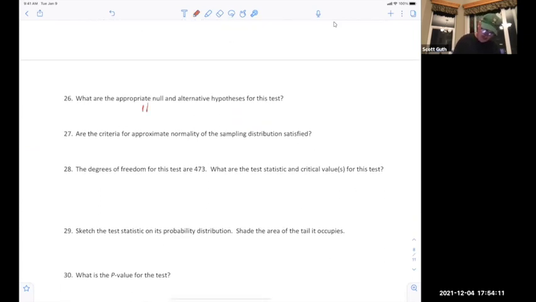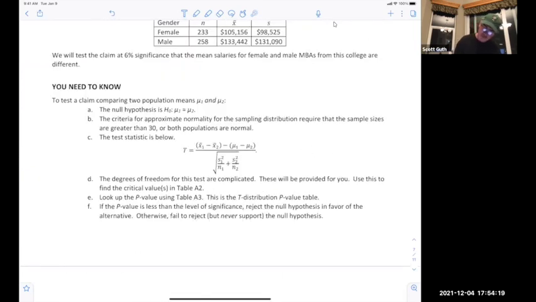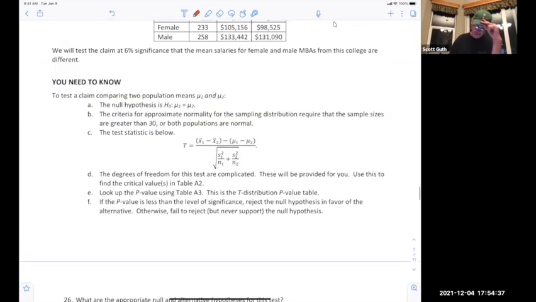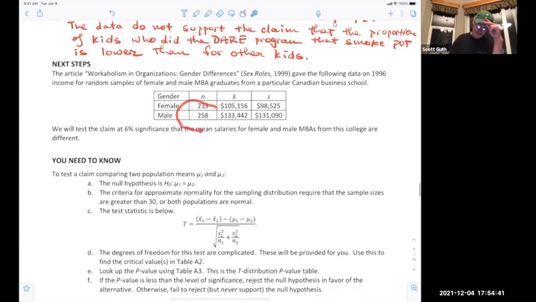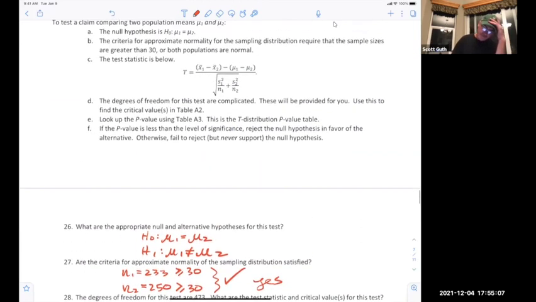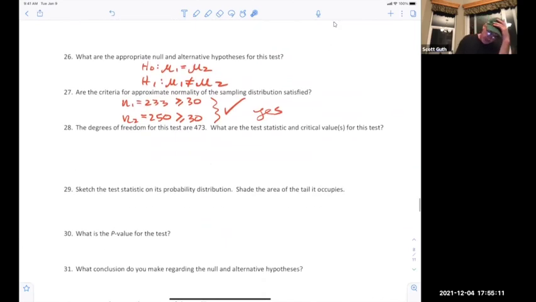We already know the null hypothesis is that the two means are the same, and that the alternative came from this statement that the mean salaries are different. So that's just not equal. Okay, and then the criteria for normality, we'll just check those sample sizes real quick. 233 and 258, both those are bigger than 30. So that checks out. And then the test statistic, I'm just copying down now from this formula for the test statistic. So here it comes.